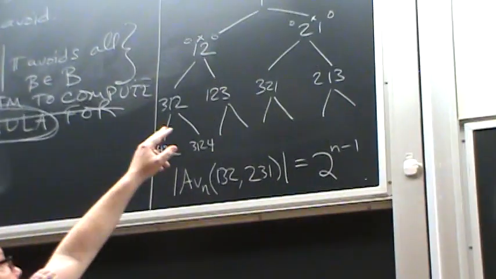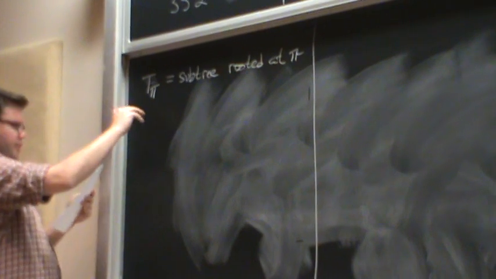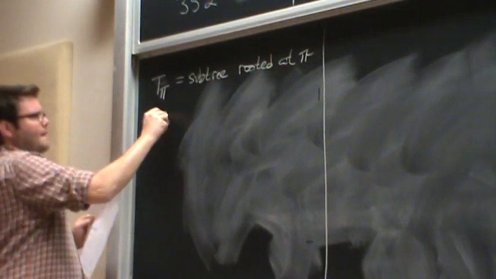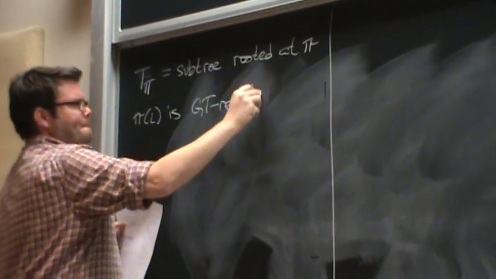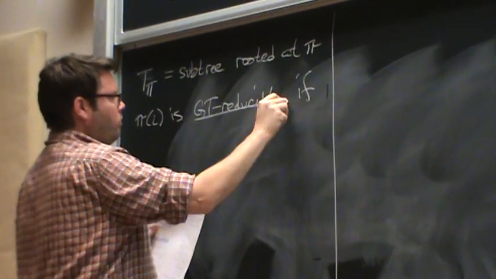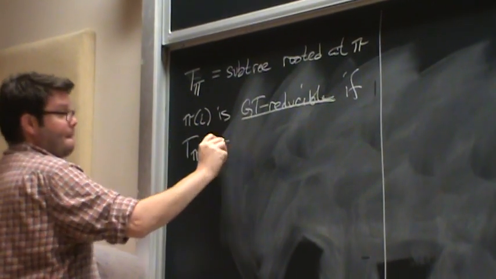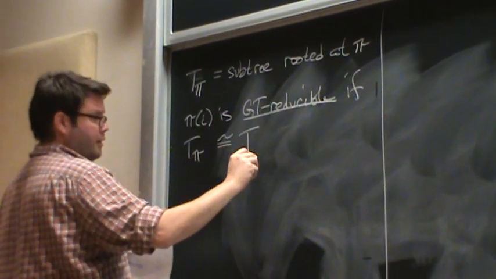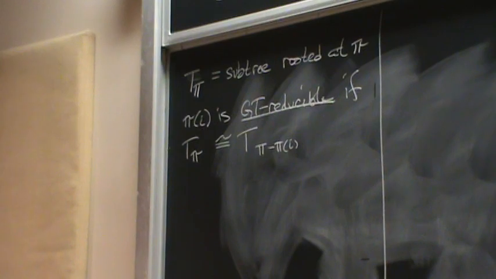Okay, because we'll come up with rules saying that, here we just come up with a rule that says that T of 1, 2 produces 2 things isomorphic to T of 1, 2. Okay, so we want to look for reducible elements. Here's the definition. I'm going to say the element pi of I is generating tree reducible if its tree, the tree of pi, is isomorphic to the tree of the permutation where I remove I and I relabel.